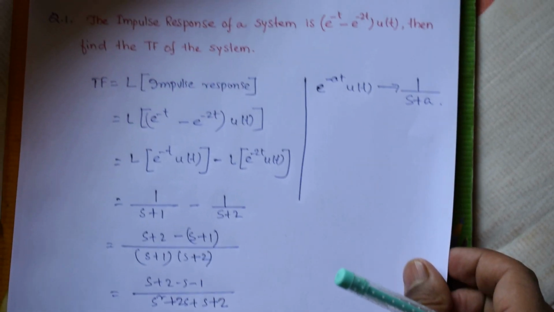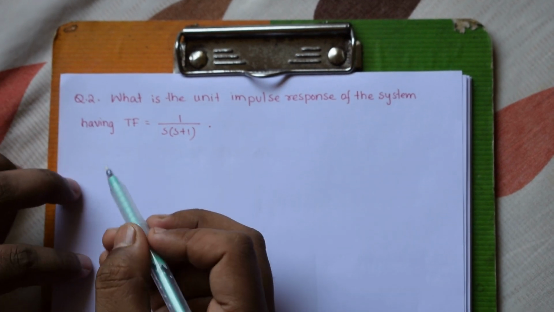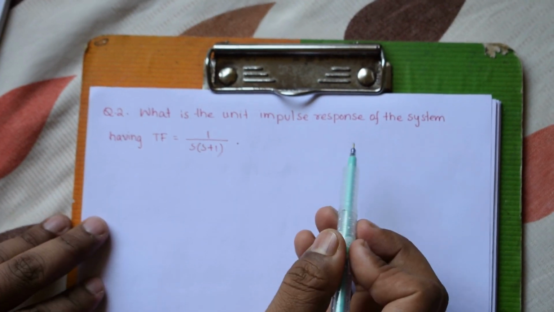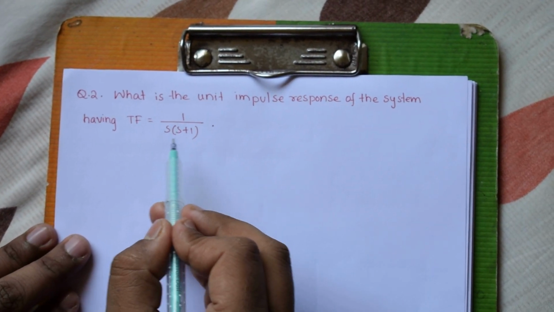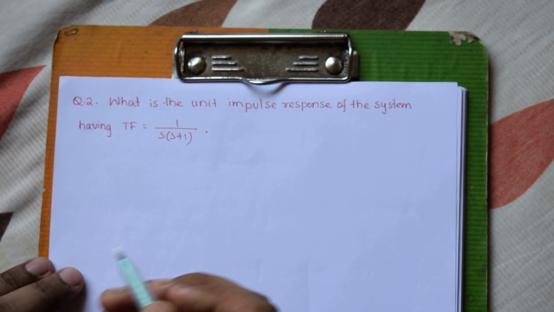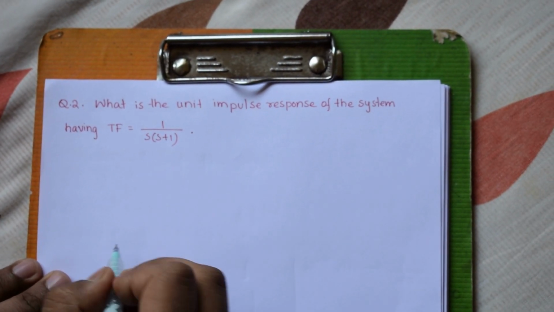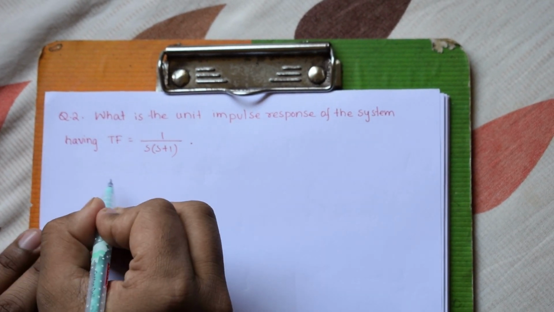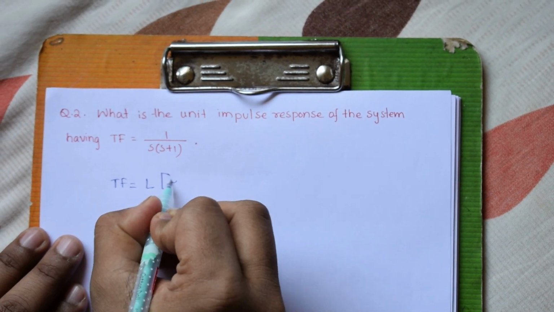Now let us take one more example. Here it is asked, what is the unit impulse response of the system having transfer function equal to 1 by s into (1 plus s)? Here transfer function is given and we need to find the impulse response. We know that transfer function equals the Laplace transform of impulse response.